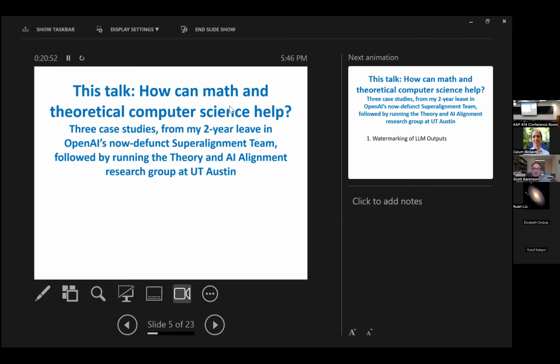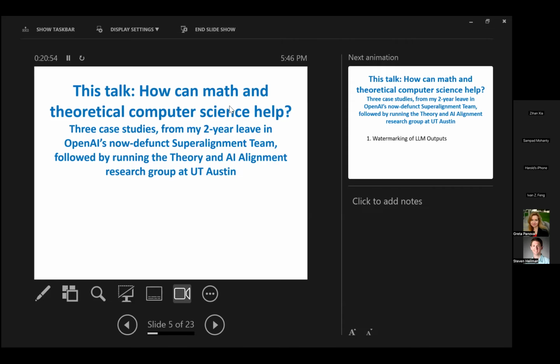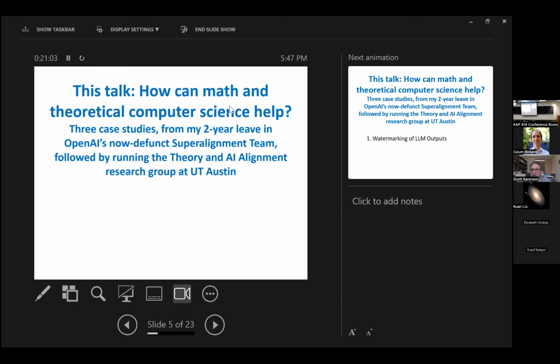But there is also a technical component, right? And at least on the technical component, we can hope to break that off and make some progress on it. So that's what I'm going to talk about.